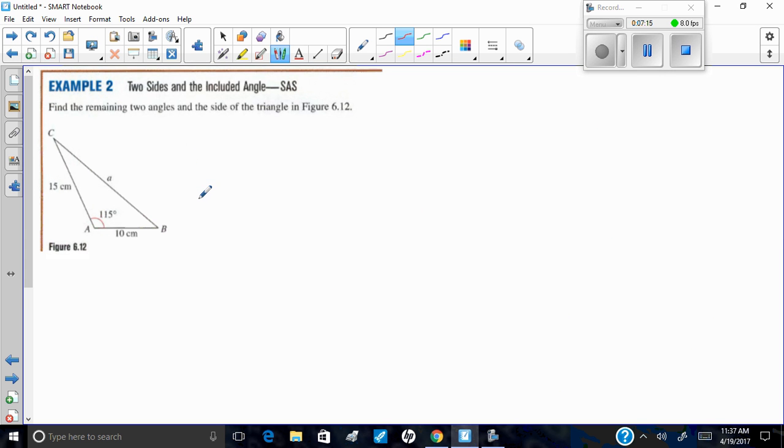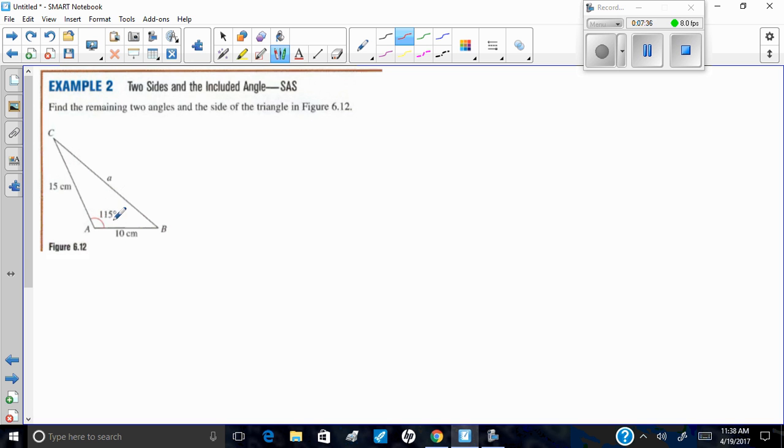Okay, so example 2 looks like this. We want to find the remaining two angles inside of the triangle. So here we're given a triangle with not three sides, but two sides with an angle in between. Okay, we can't use the law of sines because we don't have the side opposite the angle, so we're stuck with the law of cosines. So we're going to figure it out the same way.